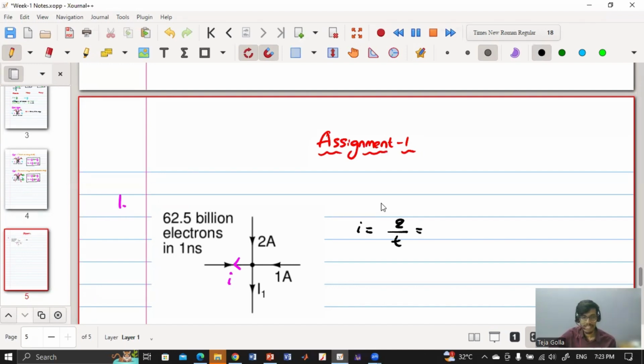And they have given 62.5 billion electrons. 62.5 billion means 10 to the power 9. And electron means, you know the charge, right? What is the charge of the electron? 1.6 into 10 to the power minus 19, right? Agree?